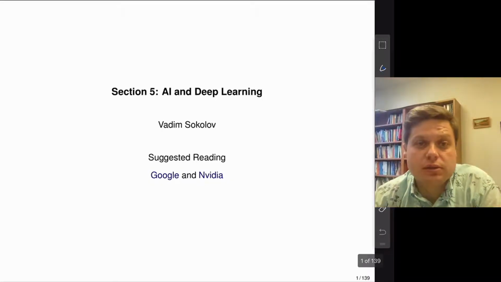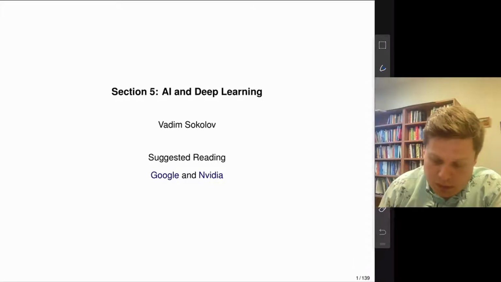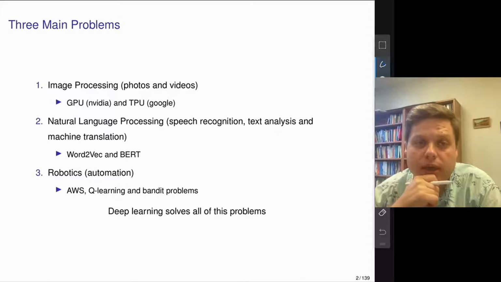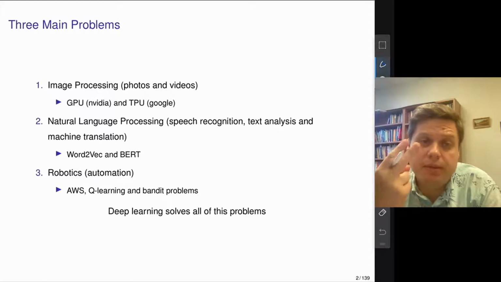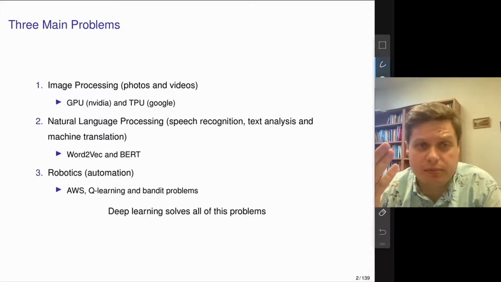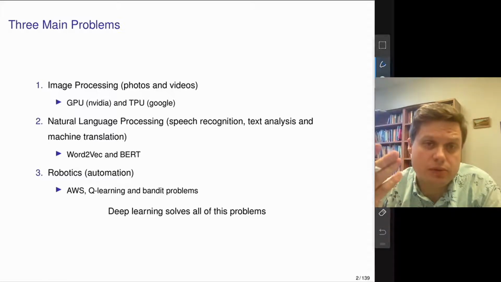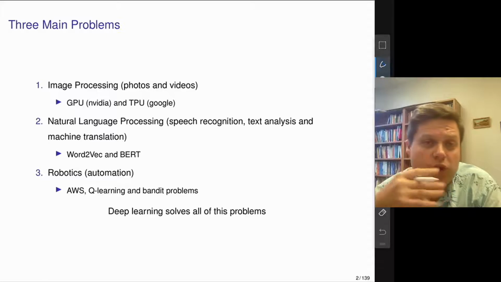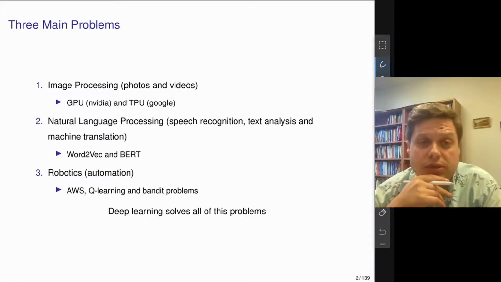The last section of the course is on AI and deep learning, and we will start by motivating the problem. There are three main success stories behind the deep learning rise of the last years, and three main applications of deep learning today, which is image processing, natural language processing, and robotics. What is image processing? It's basically a machine learning algorithm that takes images as inputs, and those can be photos or sequences of images, which are videos, and the outputs are the labels associated with those images, for example, what type of objects are seen on the image.